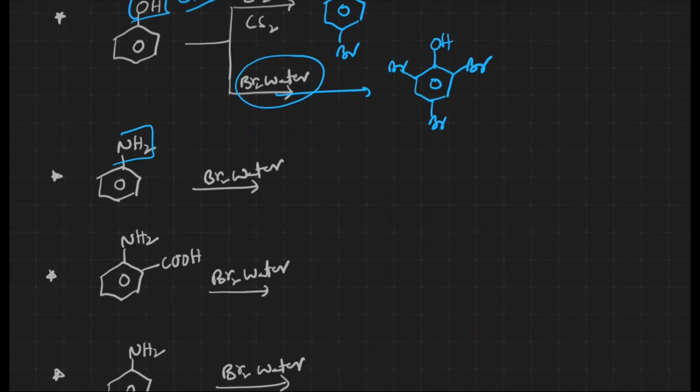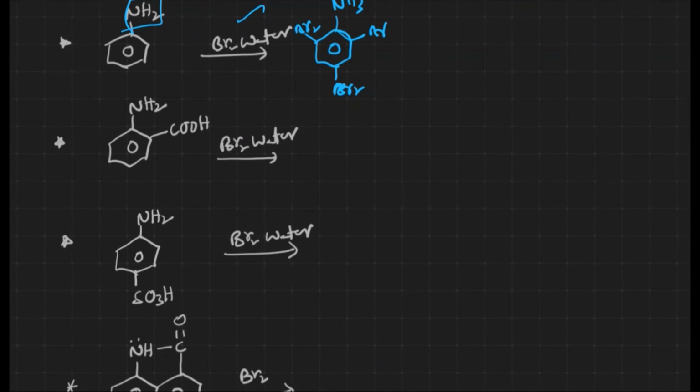Similarly, this is also an electron releasing group. Again, bromine water, what happens? We'll get tribromoaniline, with Br2. Same here, but one thing we have to remember: the carboxylic group and SO3H groups are more volatile in nature, because of which the COOH and SO3H groups also will be replaced by or substituted with bromine.